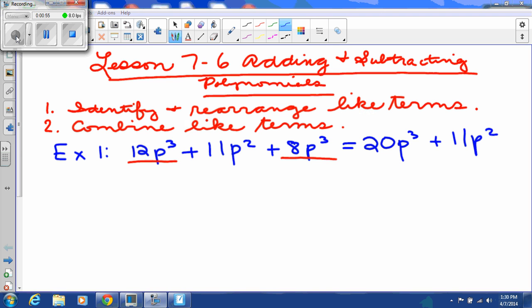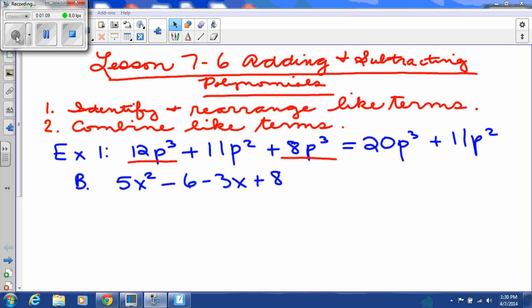The same can be done when there are subtraction examples. For example, 5x squared minus 6 minus 3x plus 8. If you'd like to physically rearrange them using the commutative property, that's fine. If you want to just identify them, perhaps by drawing a single line underneath each different like term, you may do so. In this example, we have the term 5x squared. It is the only term that is to the second power, so we will not be adding or subtracting that to anything, and that will be our leading term. 5x squared is our leading term.